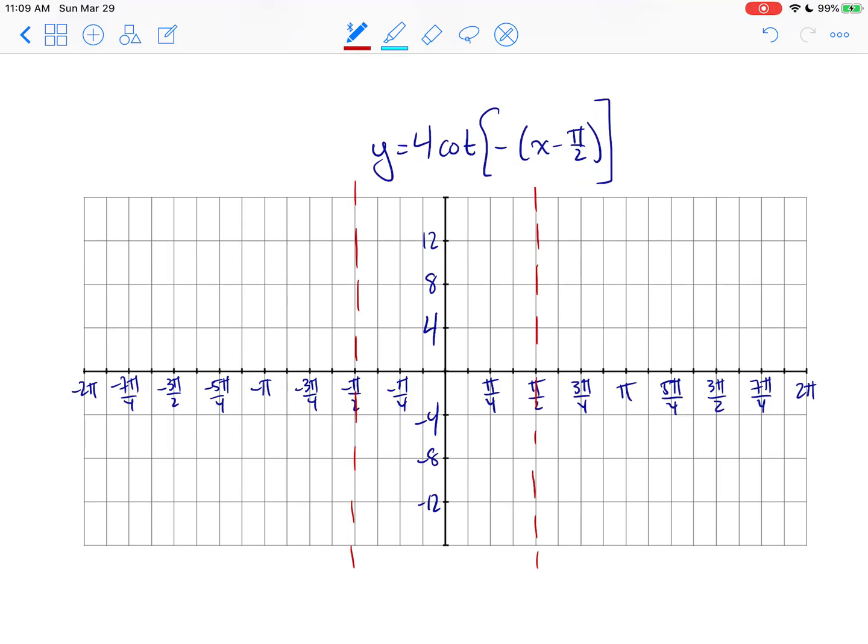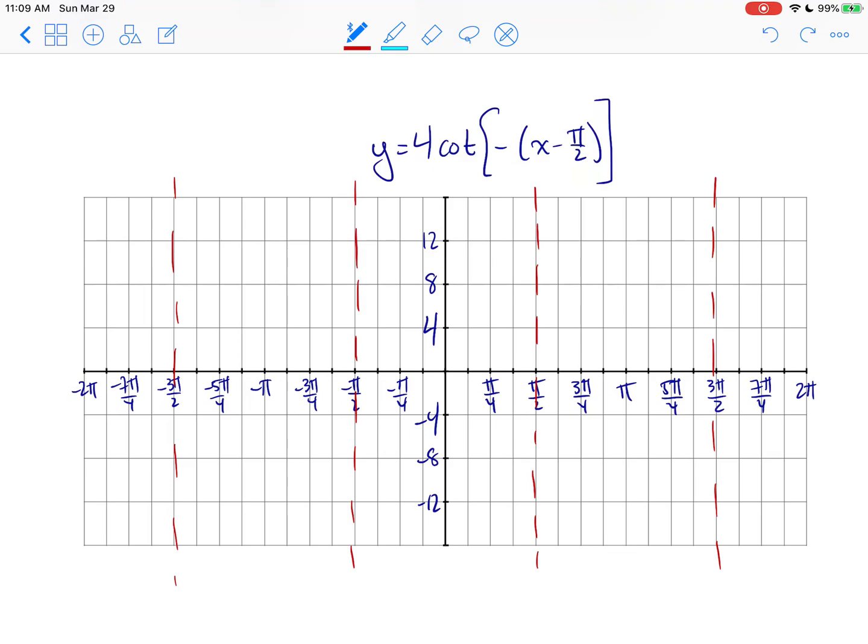So pi away from pi over 2 is 3 pi over 2. So this distance is pi here. And then at negative 3 pi over 2, we'd have the same idea here. Okay, and notice that we have 8 boxes apart, 8 boxes apart, 8 boxes apart, all the way across. And that is what we're looking for. We're looking for that pattern.